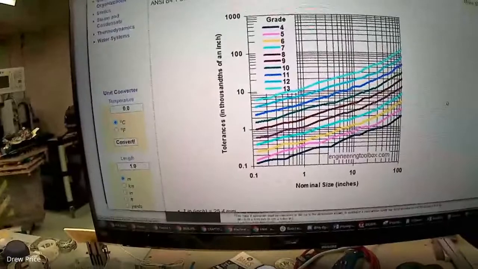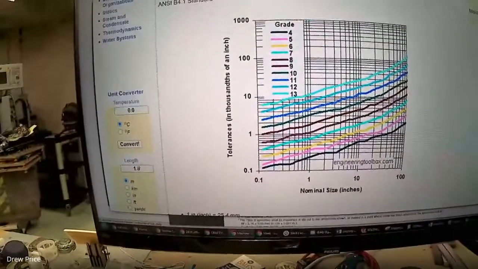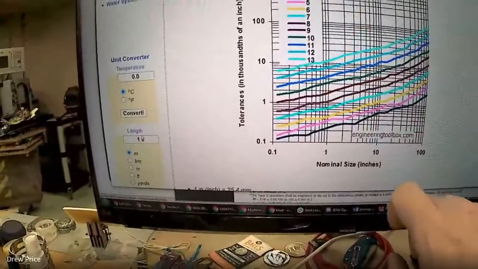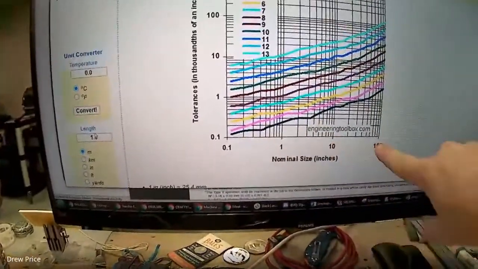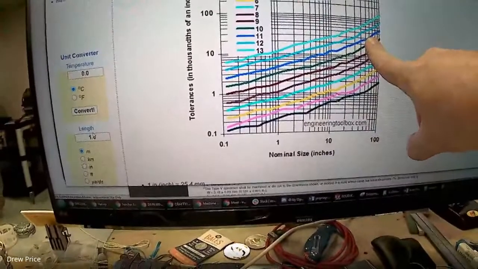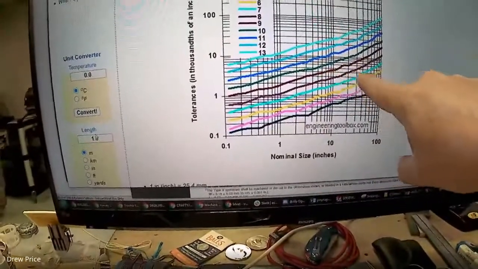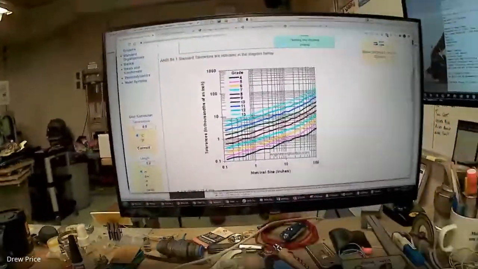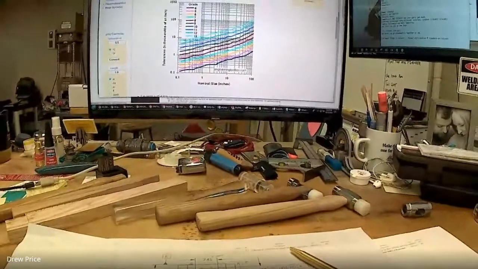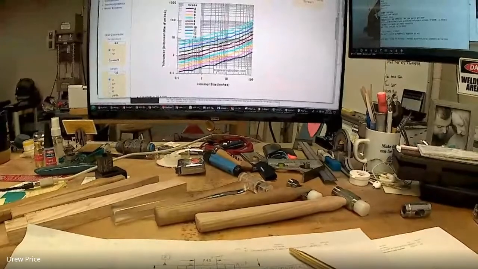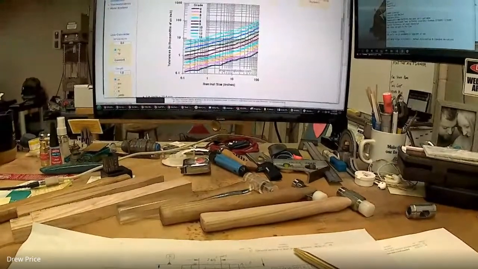And why that's important is because maintaining tighter tolerances as you go up the chart for parts that are larger is more difficult and dictates that you have to use more precise methods. And it also dictates that your parts then become usually much more expensive. You can directly correlate tighter tolerances to more expensive parts.